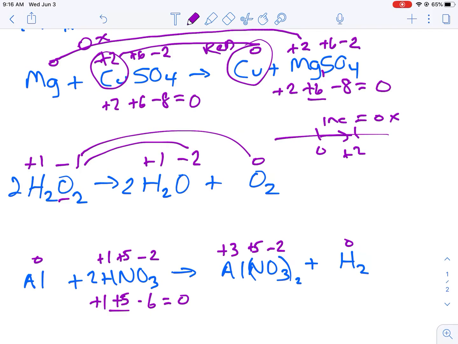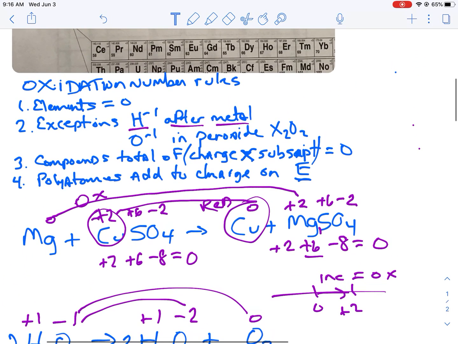Remember, do the problems in this order. Elements are 0. Look for the exceptions on a worksheet. Do you see a metal hydride or do you see a peroxide? If you do not see any of those, then just go right ahead and give H a positive 1 anywhere you see it in a compound. O would always be negative 2 in a compound except in a peroxide.